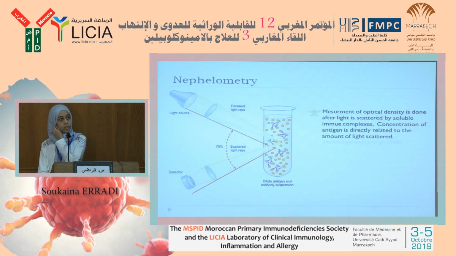Nephelometry was used as well to assess complement deficiencies and immunoglobulin deficiency. This test is normally automated, but the principle is based on measurement of optical density that is done after light is scattered by soluble immune complexes, as you can see here. And the concentration of antigen is directly related to the amount of light scattered and detected by detectors.